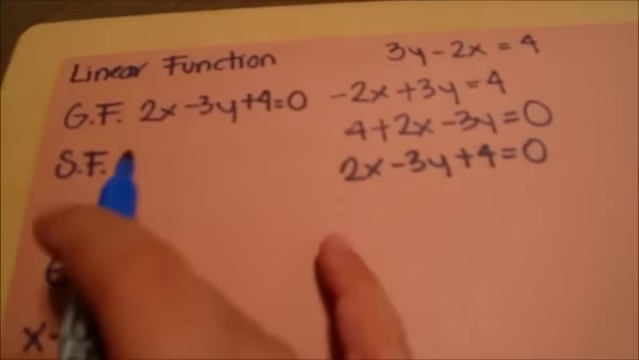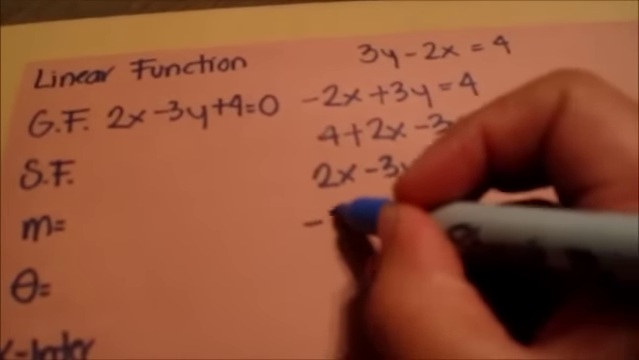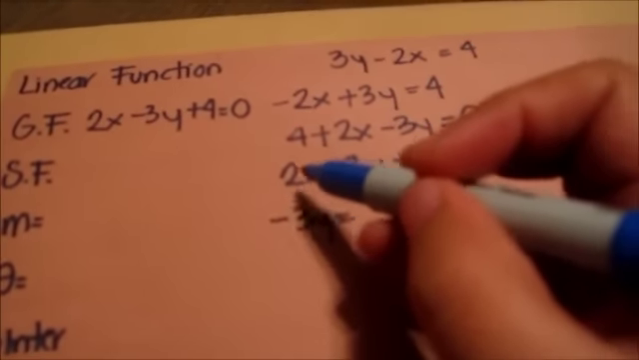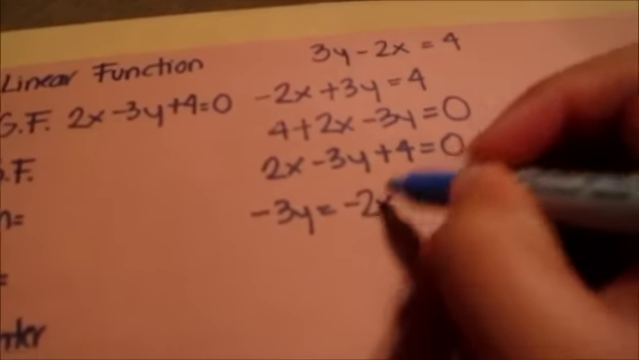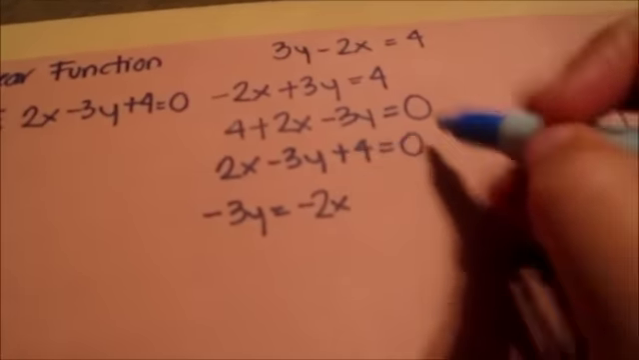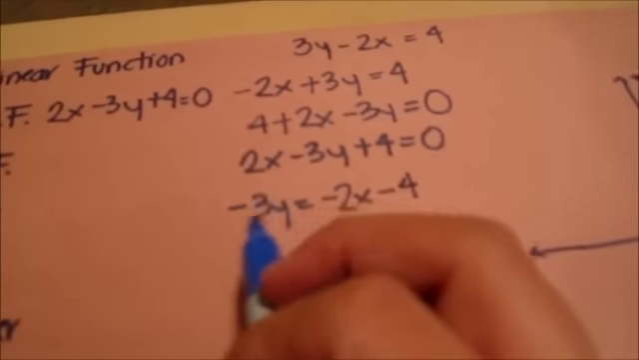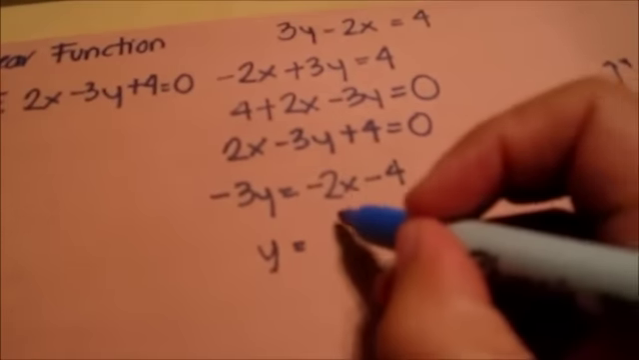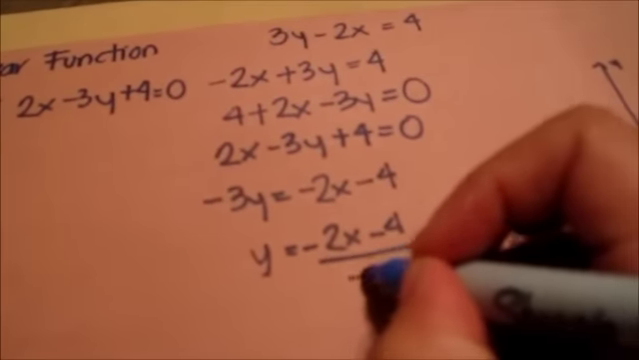And then you need to find the slope form. What you need to do is isolate y. So I'm going to write here minus 3y equals. You need to move the 2x to the other side, subtracting, minus 2x. And you need to move also the 4, so it's minus 4. And then you need to pass the constant of the y. That is going to be y equals minus 2x minus 4, all divided by minus 3.